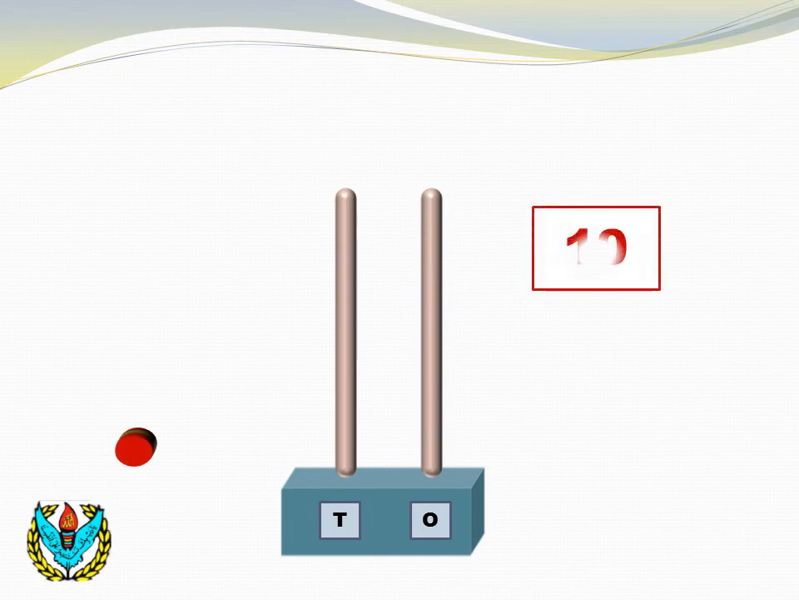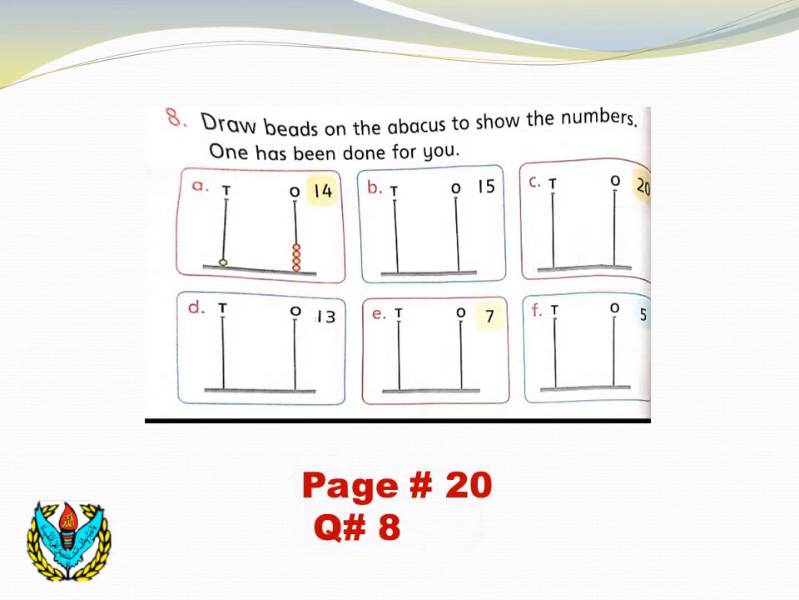In our next example, there is the number 10. इसमें लेफ्ट साइड पे नंबर 1 है. We put 1 bead in the tens rod और ones rod में कोई bead नहीं आएगा. Page number 20, question number 8 is your practice work.